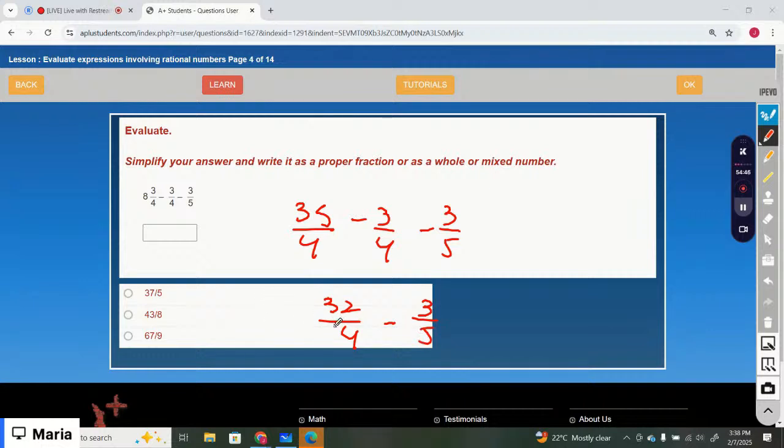You have to make the denominators the same. So 4 and 5, their common denominator is 20. Multiply this fraction by 5 and this fraction by 4 just to make the denominators the same. So 32 times 5 is 160 over 20 minus 12 over 20. 3 times 4 is 12. So they have the same denominators, just subtract the numerators. 160 minus 12 is 148 over 20.